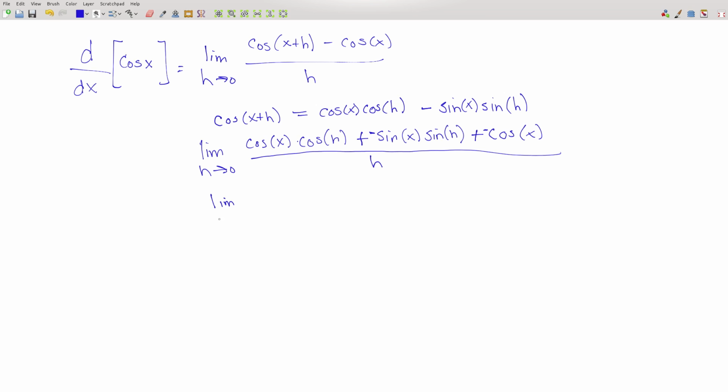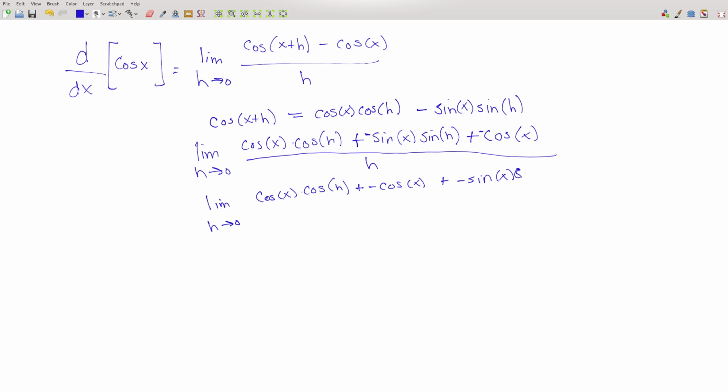So we have the limit as h goes to 0 of the cosine of x times the cosine of h plus a negative cosine of x, I've brought that term over to the left, plus a negative sine x times the sine of h. And this is all over h. Okay, what can we do here? Well, there's a cosine of x here, there's a cosine of x there. I'm going to pull that out.